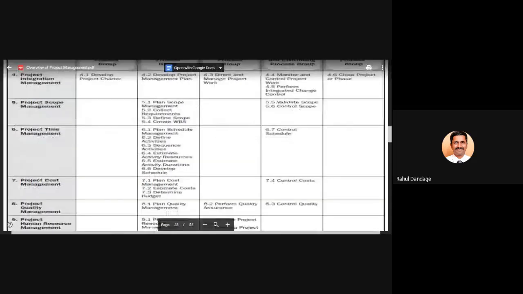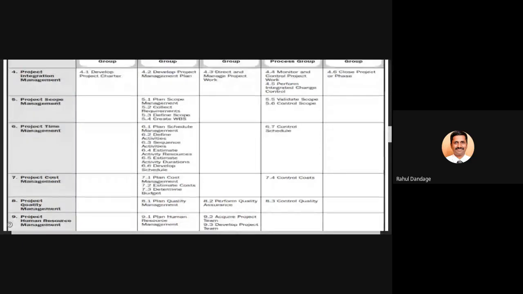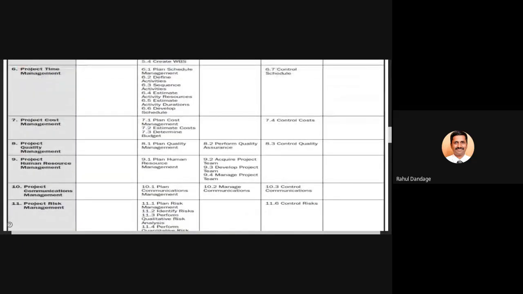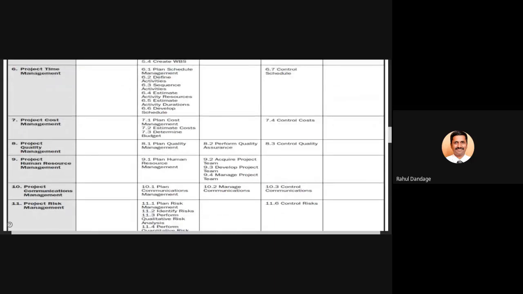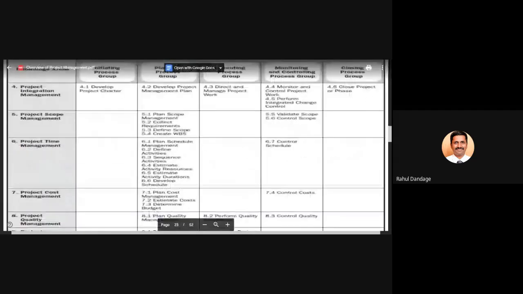Project quality management: plan quality management is in the planning process group. Perform quality assurance is in the executing process group. Control quality is in the monitoring and control process group. Then the project HR management knowledge area.